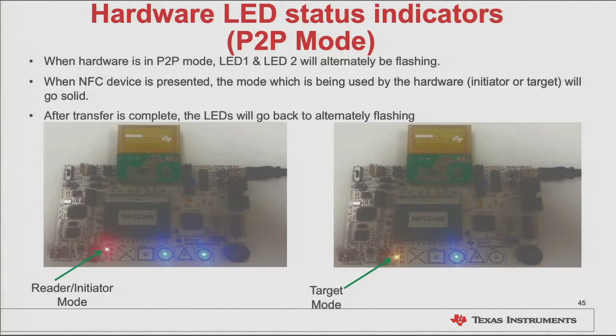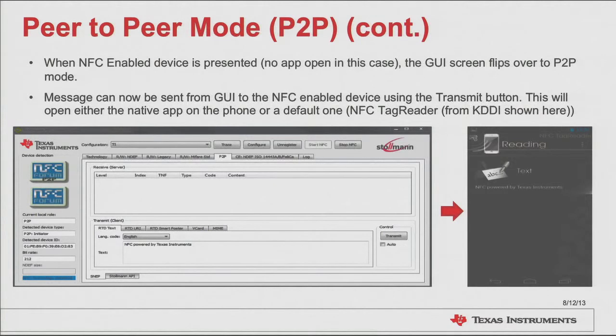When an NFC-enabled device is presented, the GUI screen flips over to peer-to-peer mode. A message can now be sent from the GUI to the NFC-enabled device using the transmit button. This will open either the native app on the phone or a user-downloaded application.